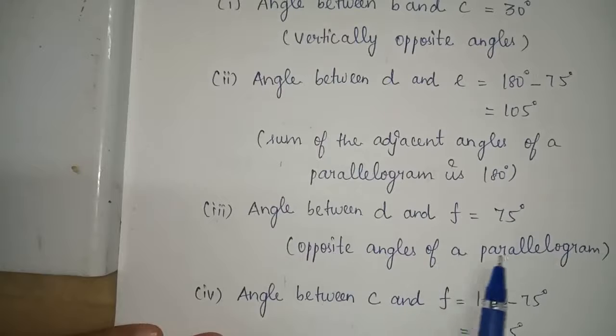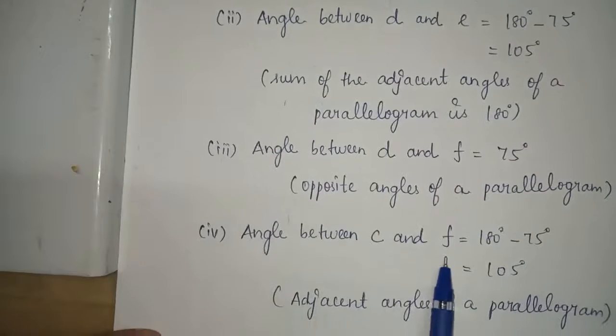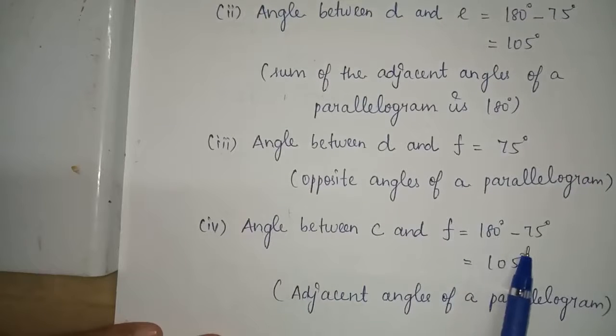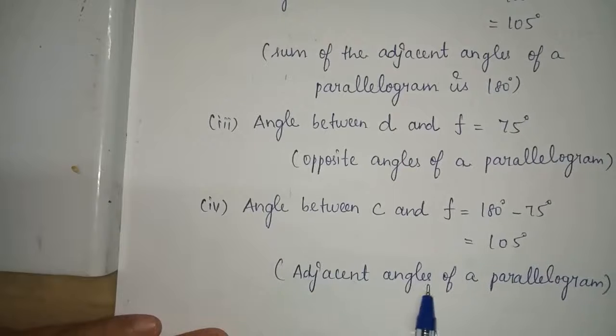So opposite angles of a parallelogram. And fourth subdivision is angle between C and F which is equal to 180 degree minus 75 which is equal to 105 degree. So adjacent angles of a parallelogram.